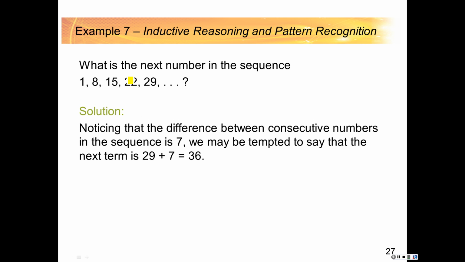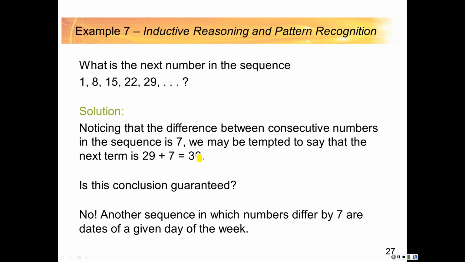So this is an example of inductive reasoning. What number will come next in the sequence? Well, a lot of people say, oh, they're just adding 7. So we would expect maybe 36 to come up in the sequence. The solution is not guaranteed because a different sequence could also be true.